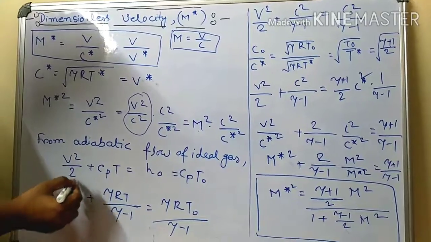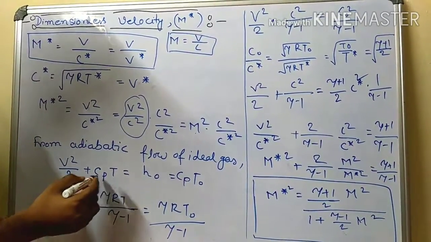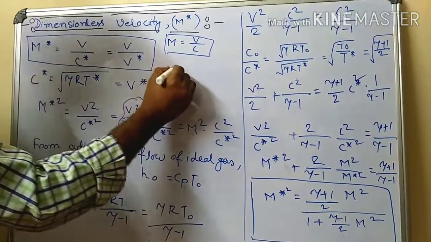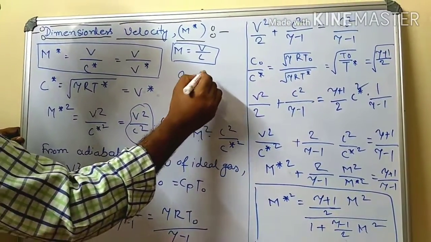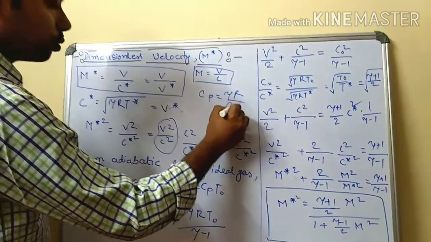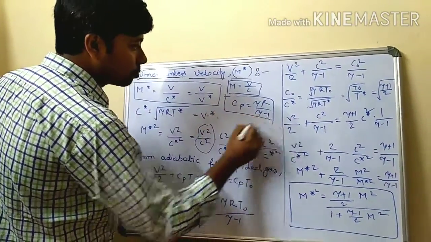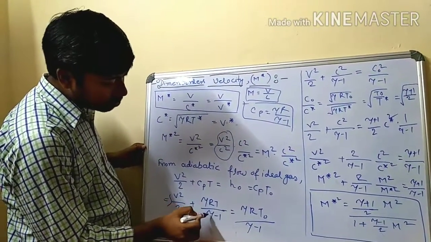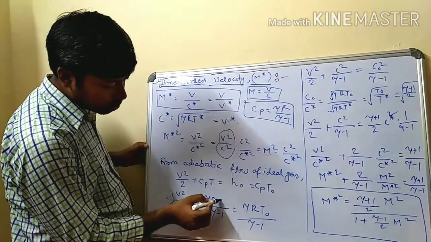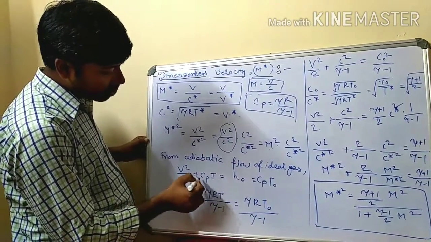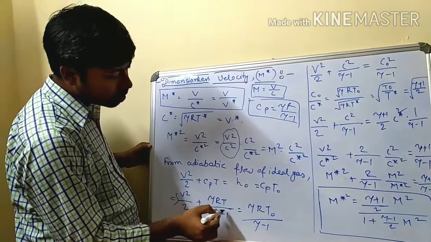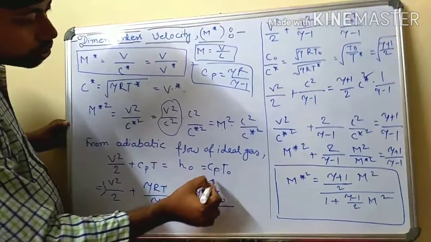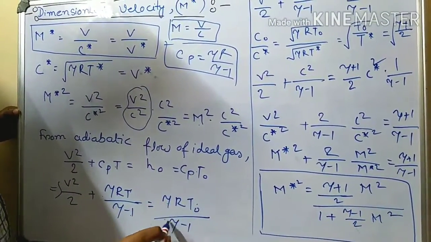Now V square by 2 is the same here, plus, as you know, Cp is equal to gamma R divided by gamma minus 1. You know that, I think, from the basic engineering thermodynamics chapters. So Cp into T can be written as gamma RT divided by gamma minus 1. Similarly, Cp into T0 can also be written as gamma RT0 divided by gamma minus 1.